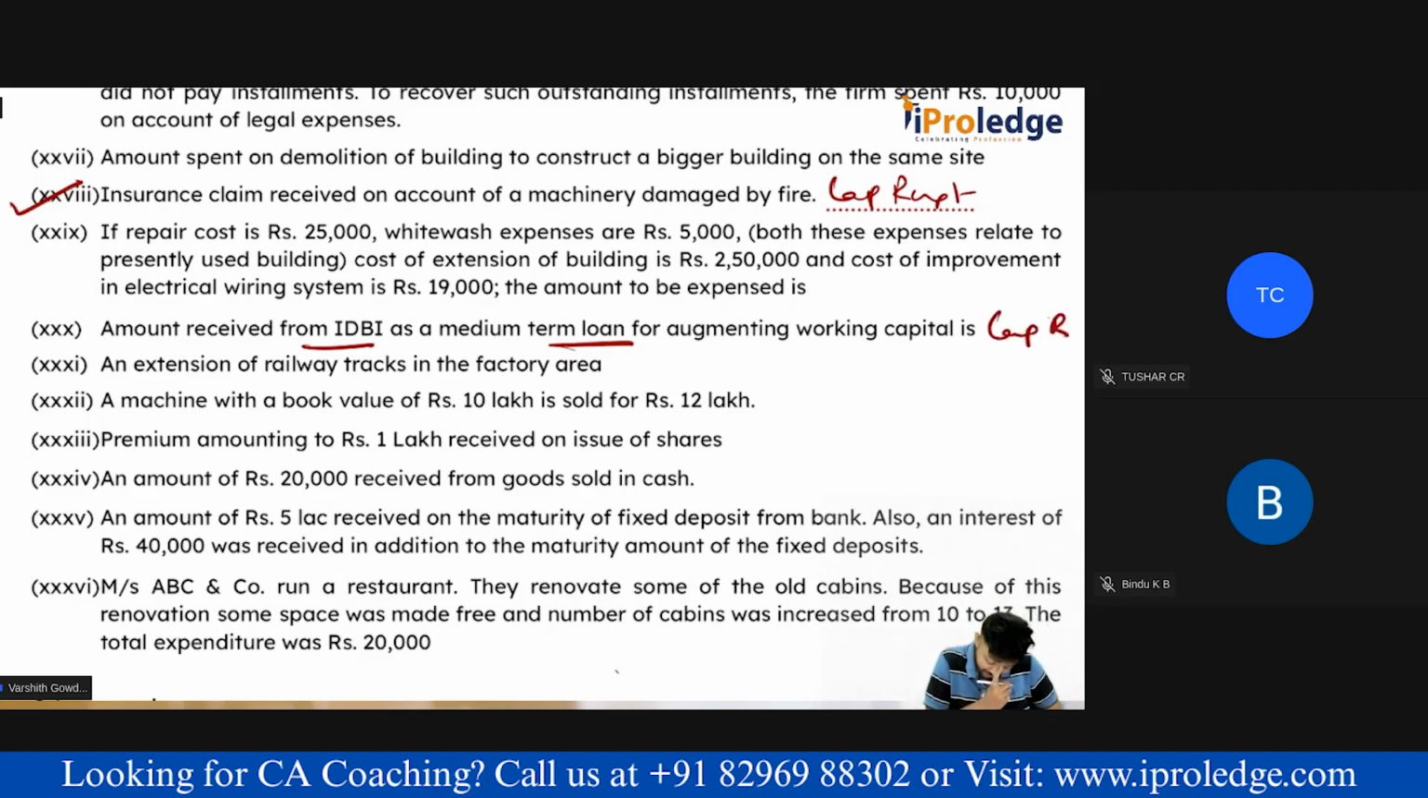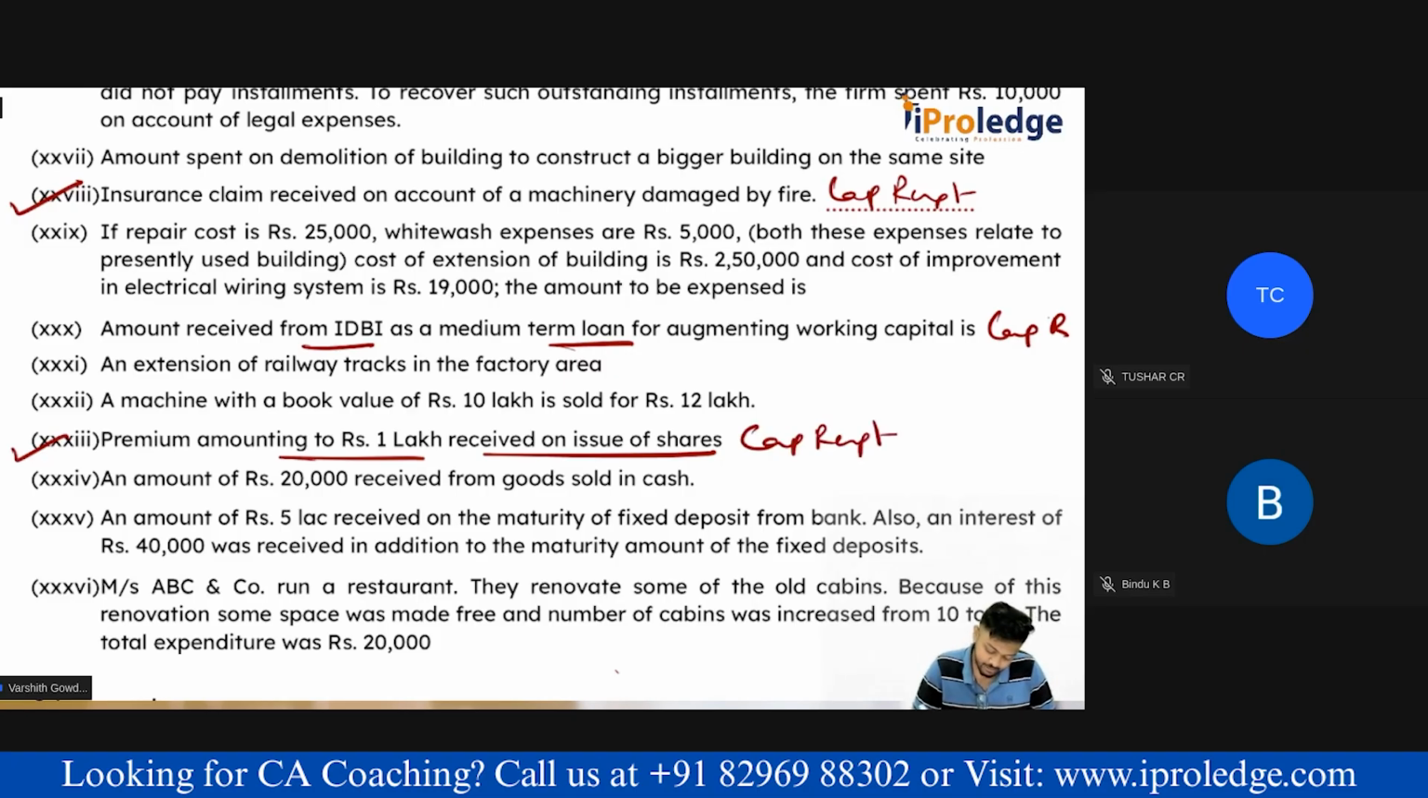Then what do we have? Premium amount of rupees 1 lakh received on issue of shares. Remember, in your company account, you receive securities premium. You'll put it in that securities premium account reserve. Is that a revenue receipt or capital receipt? Capital. Because is it your business only to issue shares and make money? No. So it is a capital receipt.